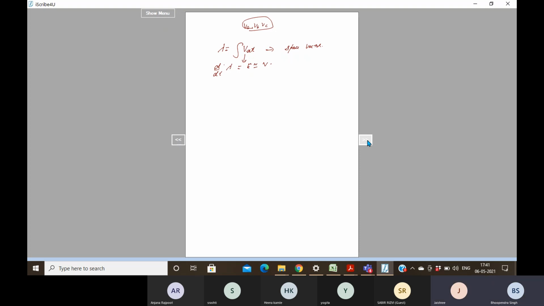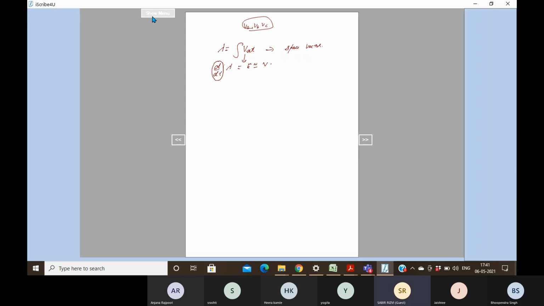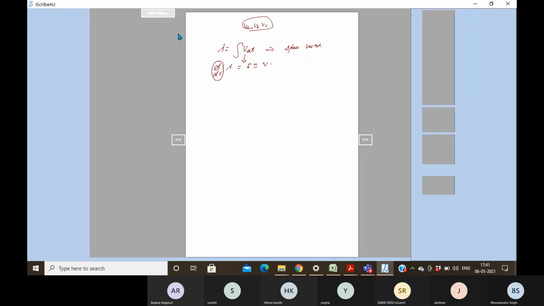What is the meaning of this operation d by dt? Laplace में क्या होता है? So multiplication of S. Very good.